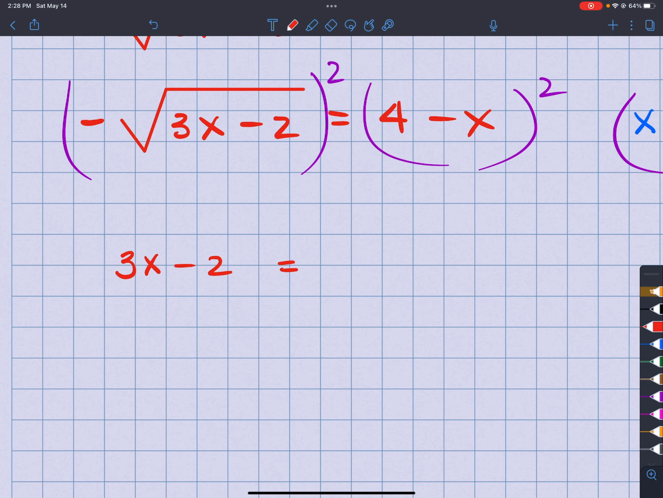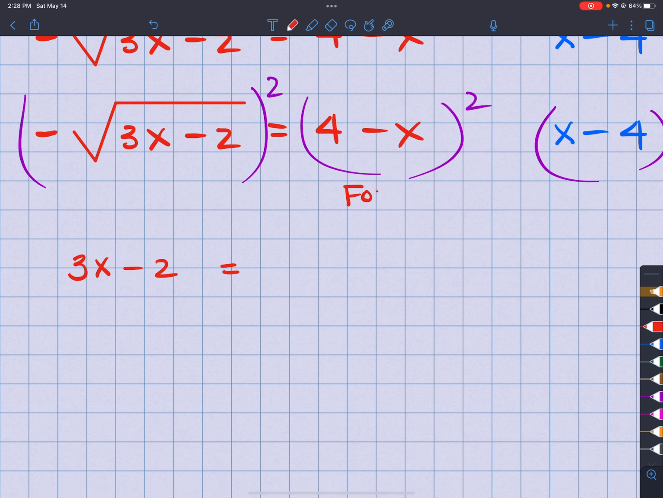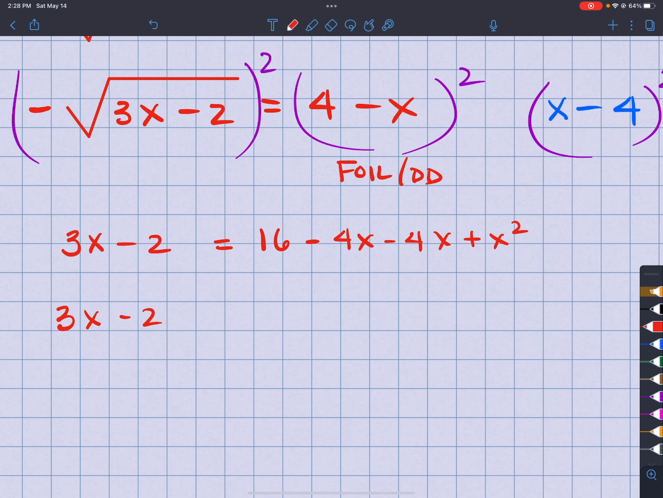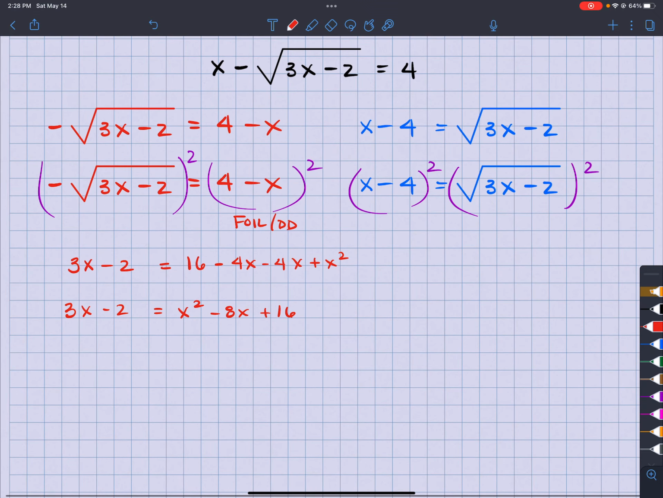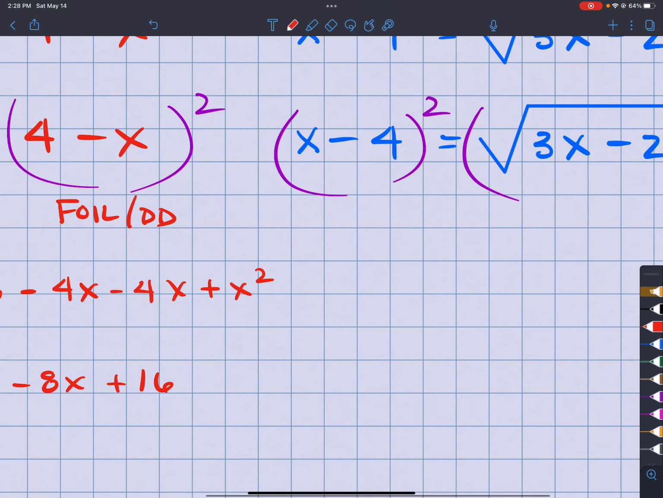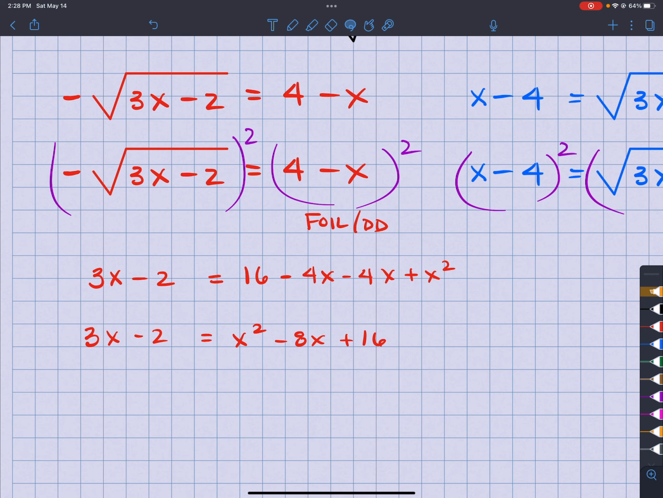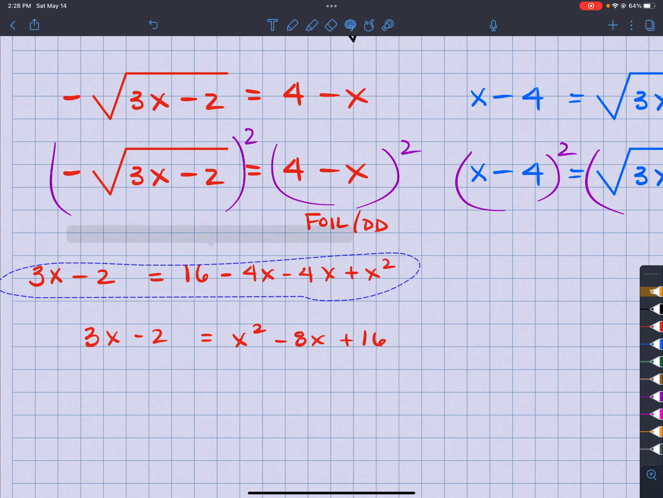And what's that going to equal? Well, this side here I have to FOIL or double distribute, which gives me 16 minus 4x plus x squared. So 3x minus 2 is equal to x squared minus 8x plus 16, okay? Now, if I look here on the right side, whoa, this overextended a little bit here, so let's bring them back.